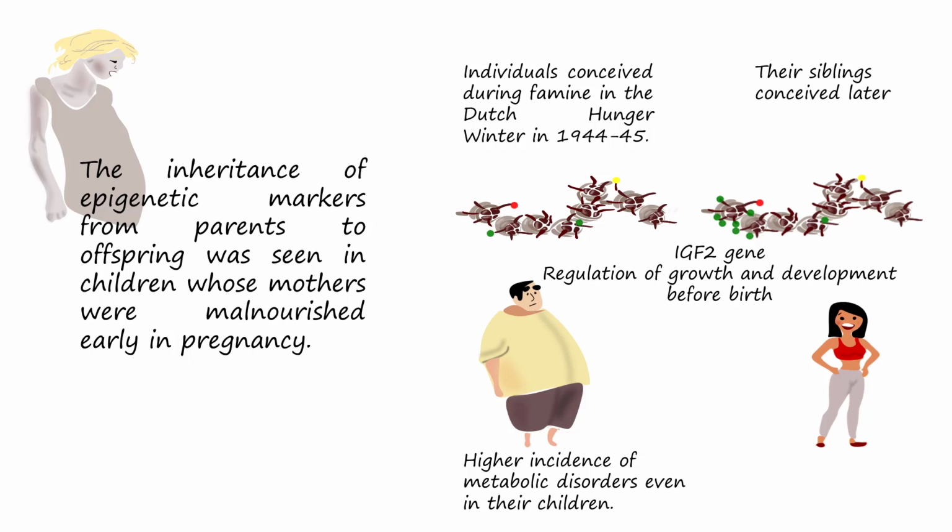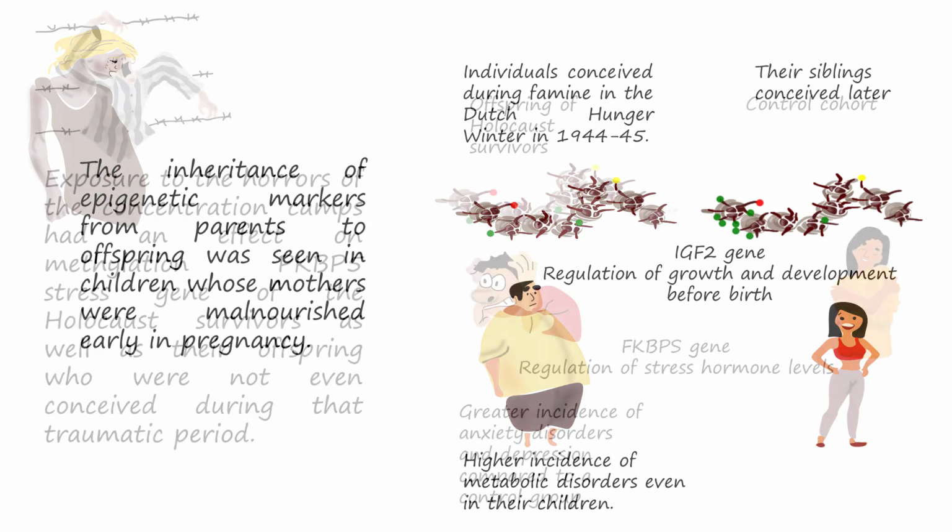The inheritance of epigenetic markers from parents to offspring is seen in children whose mothers were malnourished early in pregnancy. Individuals conceived during the Dutch hunger winter in 1944 and 45, even as adults, had less DNA methylation of the insulin-like growth factor 2 gene than their unexposed same-sex siblings. They also had a higher incidence of metabolic disorders, and these effects seem to be present in the children of this group, which is the grandchildren of the women who were malnourished in the first 3 months of their pregnancy.